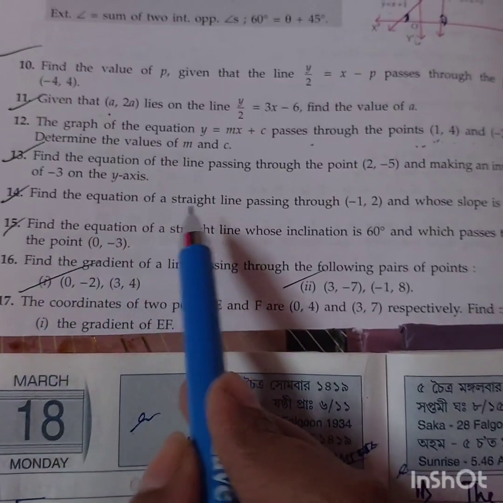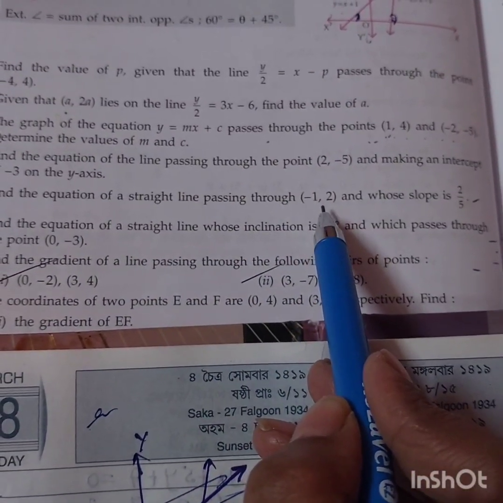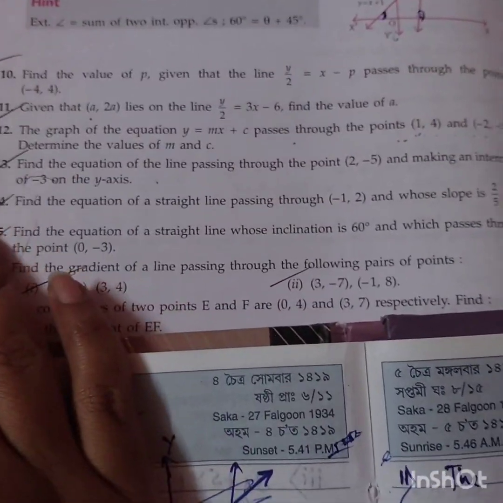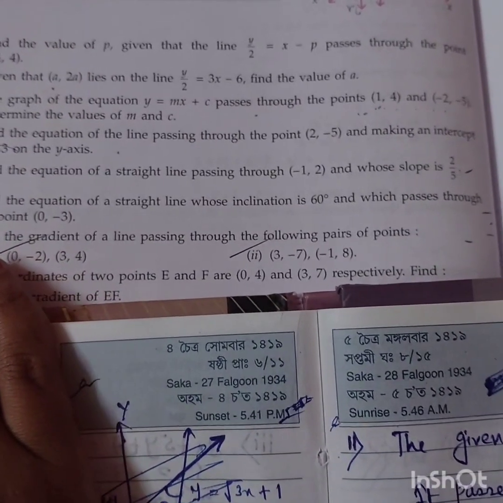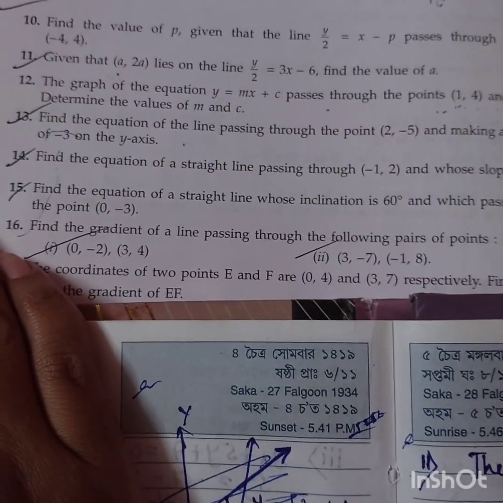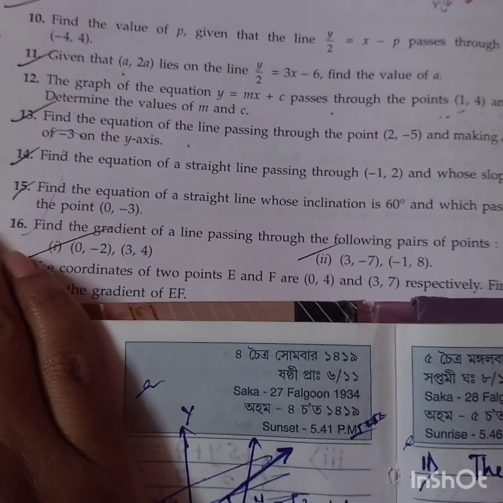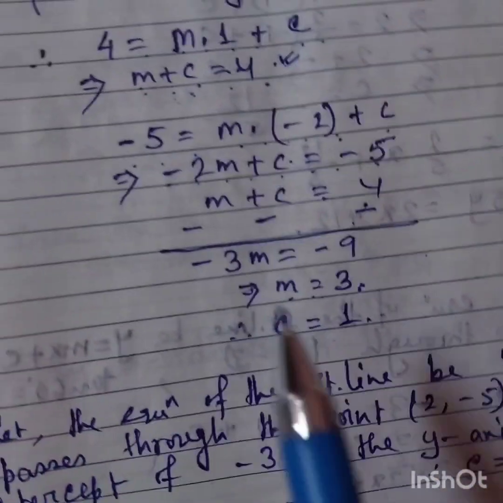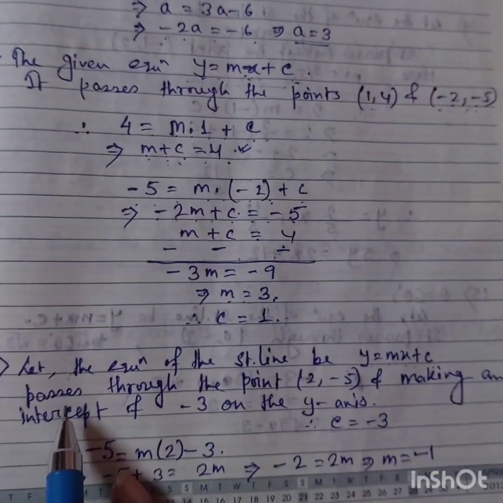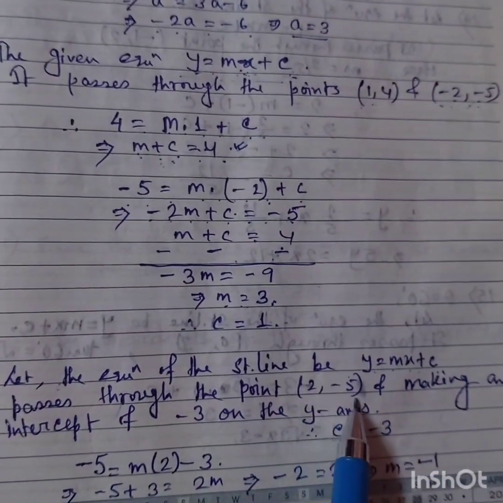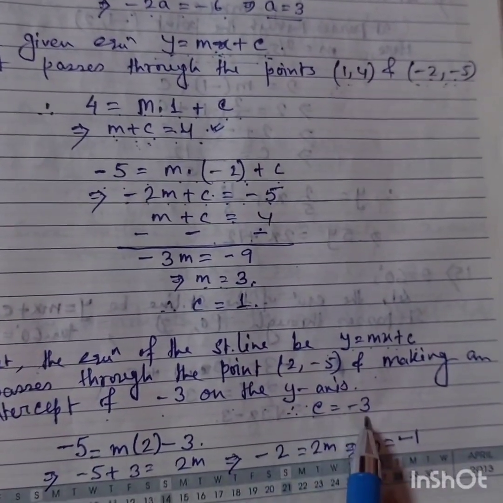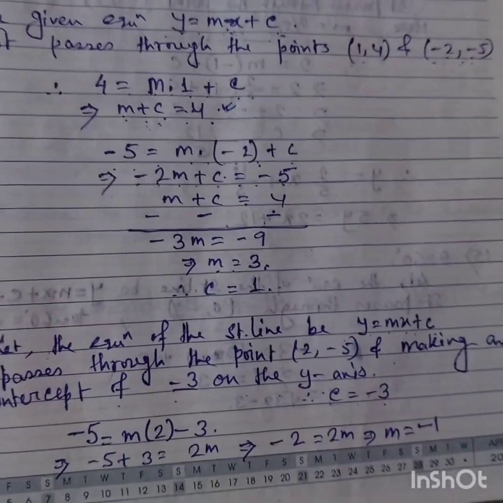Now the next sum is to find the equation of a straight line passing through a point. Sum number 13. Find the equation of a line passing through the point (2, -5) and making an intercept of -3 on the y-axis. So one point is given and the intercept value is given. Let the equation of the straight line be y is equal to mx plus c. It passes through the point (2, -5) and makes an intercept of -3 on the y-axis. Therefore c is equal to -3, because it makes an intercept of -3 with the y-axis.